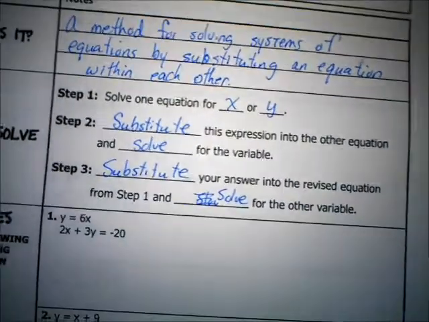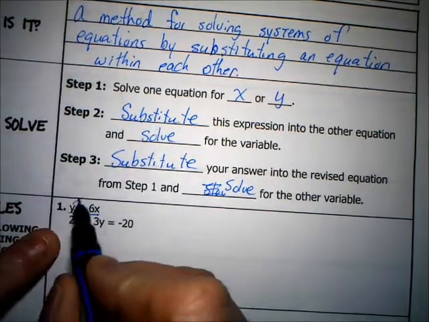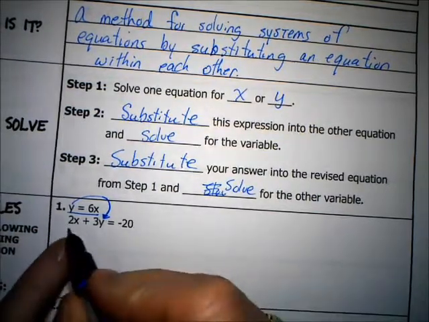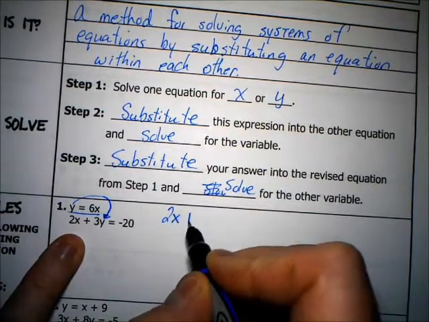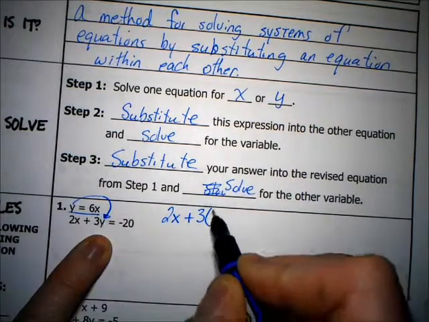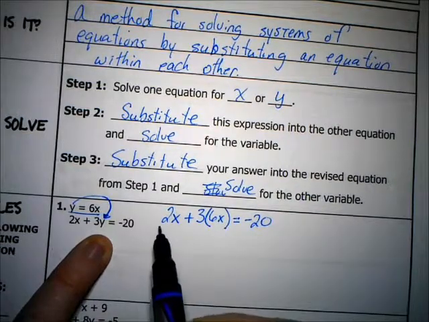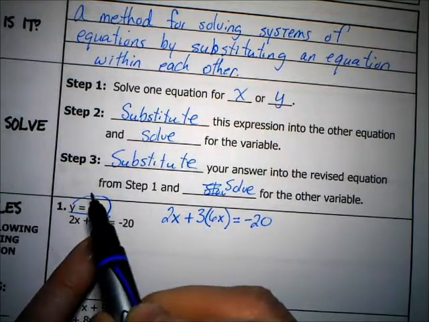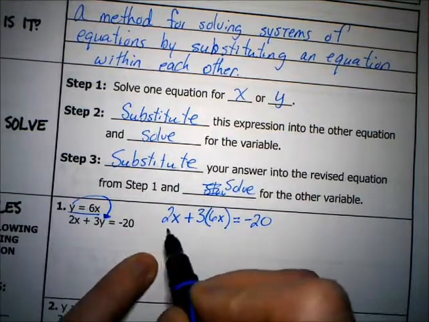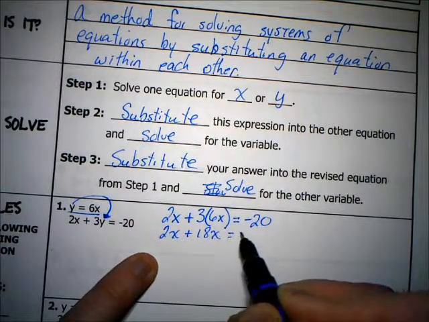Okay, so if I take number 1, notice it's already solved for y on the first one. So I'm going to take this one and plug it into that spot right there, which means I'm going to have 2x plus 3, and instead of writing the y, I'm going to put in parentheses the 6x there, and it equals negative 20. So you can see that I got rid of the y, because I had to replace it into the other equation. So now I can multiply this, and it will be 2x plus 18x is equal to negative 20.